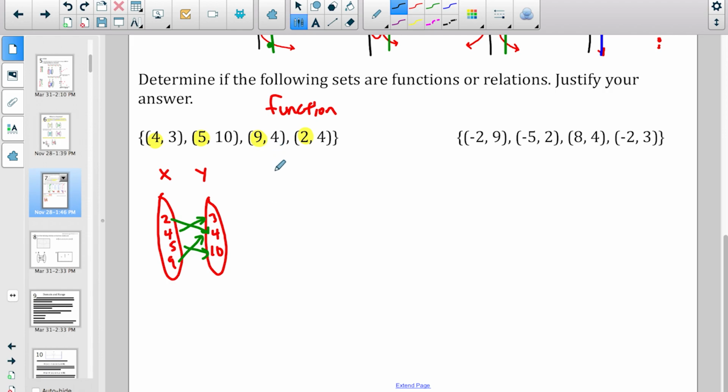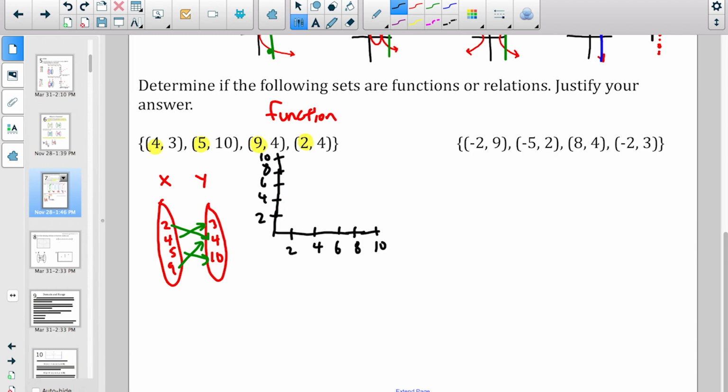You could also graph all of the points, and maybe we'll do a really quick sketch. So you've got 2, 4, 4, 3, 5, 10, it's up around here, and we finally have 9, 4. So 9, 4 is over here. So we can see very quickly, again, that if we drew a vertical line anywhere on this graph, it would only pass through once, or at most one time.